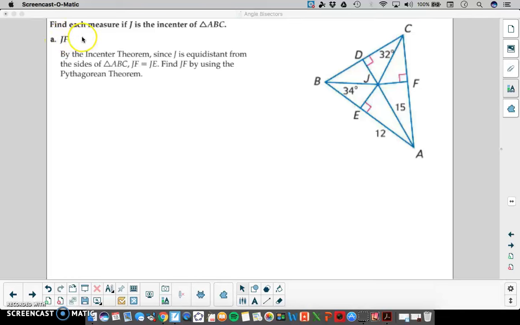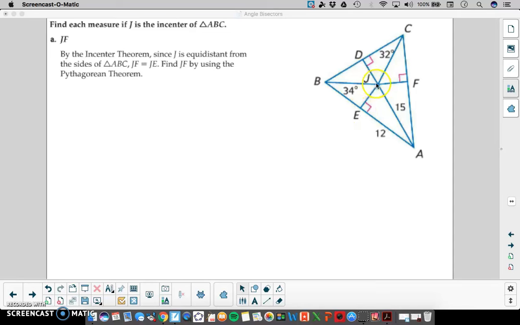We want to know the measure of JF if J is the in-center of this triangle ABC. Point J being the in-center automatically implies the relationship between segments BJ, CJ, and AJ. All of those have to be angle bisectors. Now, those being angle bisectors also implies that we know those perpendicular distances have to be congruent. So by the in-center theorem, J will be equidistant from each one of the sides. So JD, JE, and JF will all have the same length.